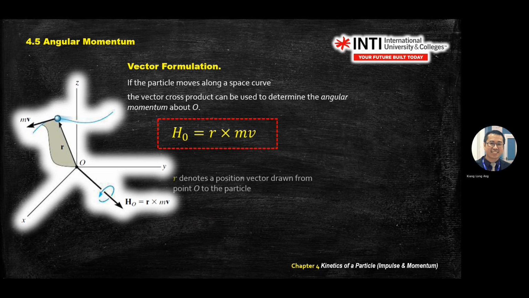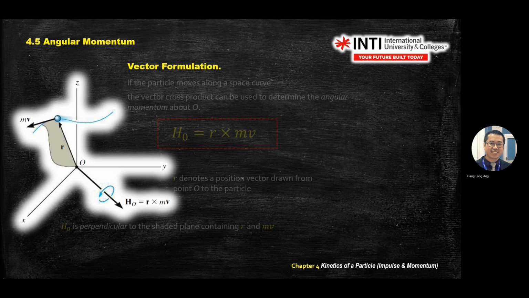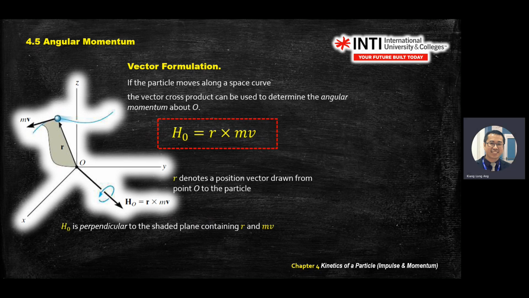Any question on this one? So there's a difference between the previous slide and this slide. If you're moving in 2D, then you can straight away use d times the momentum. But if you're in 3D, then you need to use vector products.